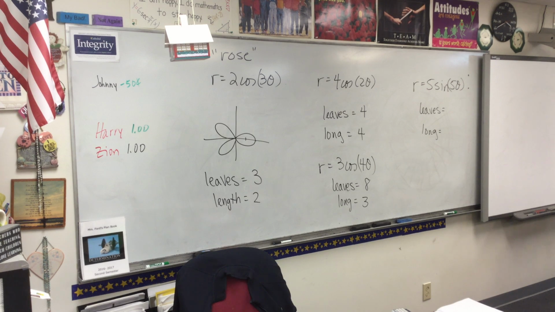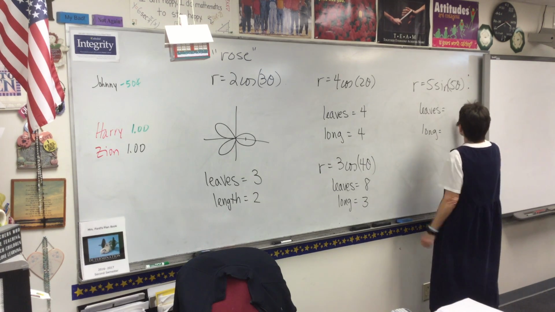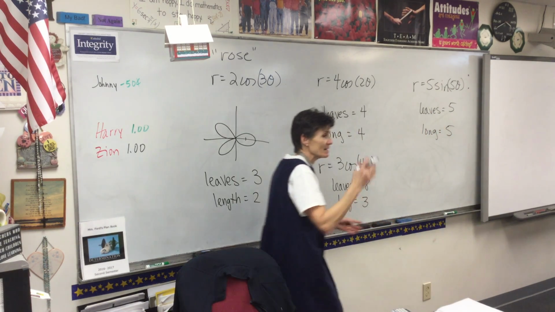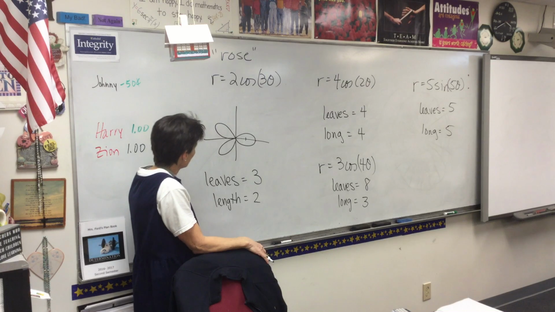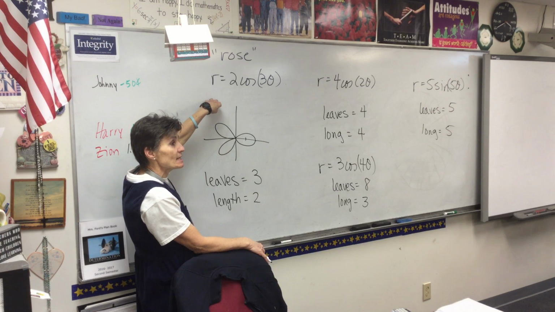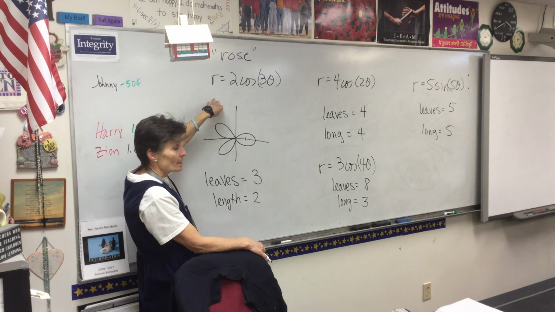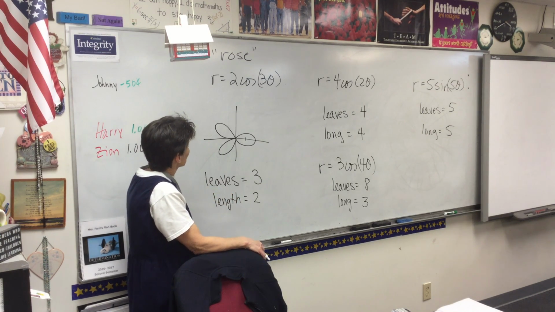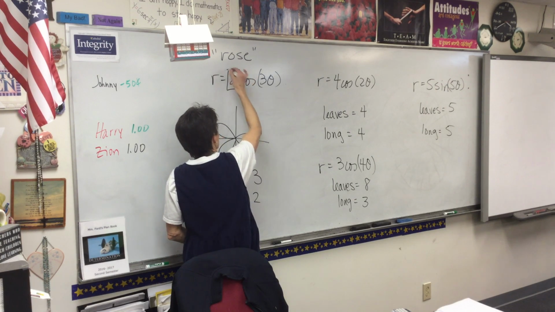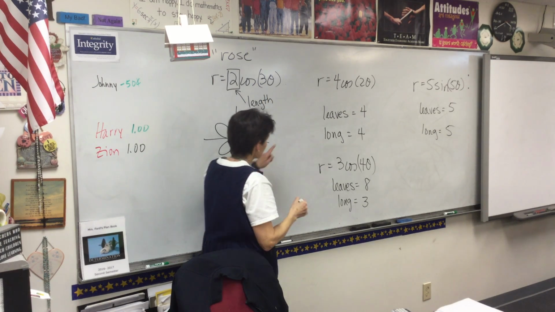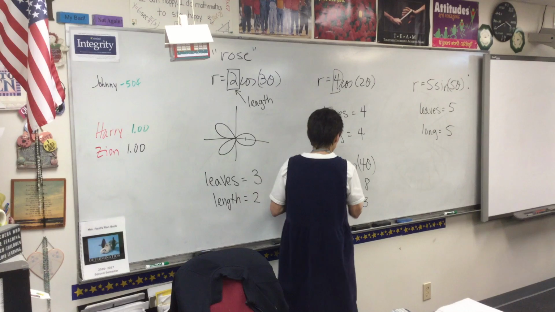Okay, how many leaves did this one have? 5. How long were they? 5. Now, we can do as many as we need to do, but we may have done enough. Can you make any observations about the equation, the length and number of leaves? The first number is the length. This number right here, Ferris says, gives me the length of the leaves. Does that pan out with all of our examples?